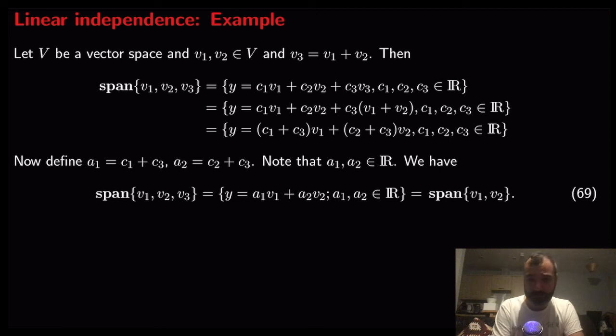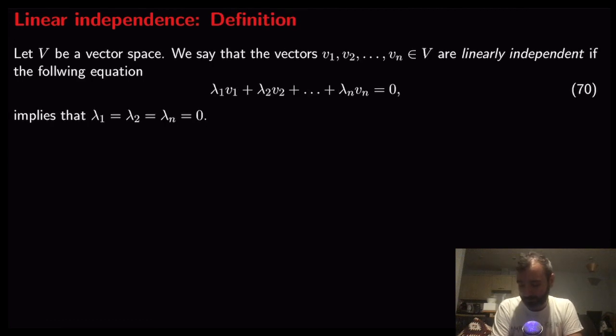And this brings us to the concept of linear independence. So take V to be a vector space as before. Given some vectors v1, v2, v3 up to vn, we ask whether we need all of them. Do we need all of them to define a span? If we need all of them, then we say they are linearly independent. We say in particular that they are linearly independent if this equation is satisfied: lambda 1 v1 plus lambda 2 v2 plus up to lambda n vn is 0 can only happen if all the coefficients are 0.